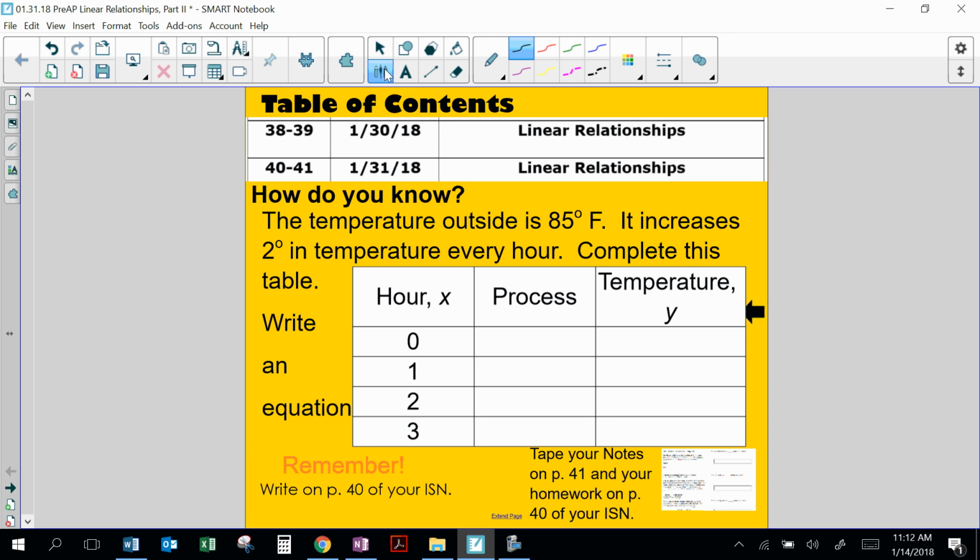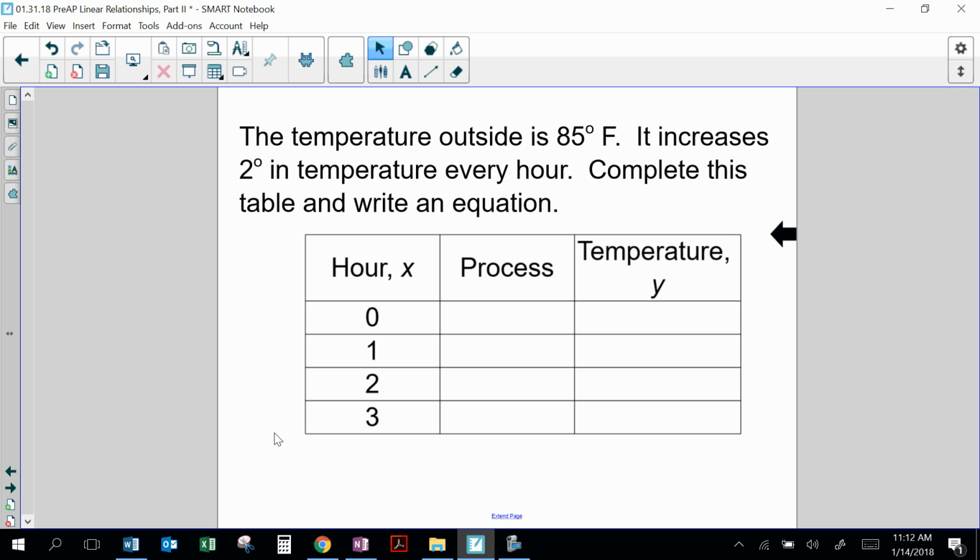This is linear relationship part 2. So let's look at our number routine. I'm going to go to the next screen because there is more space on the next screen. The temperature outside is 85 degrees. It increases 2 degrees in temperature every hour. Complete this table and write an equation.